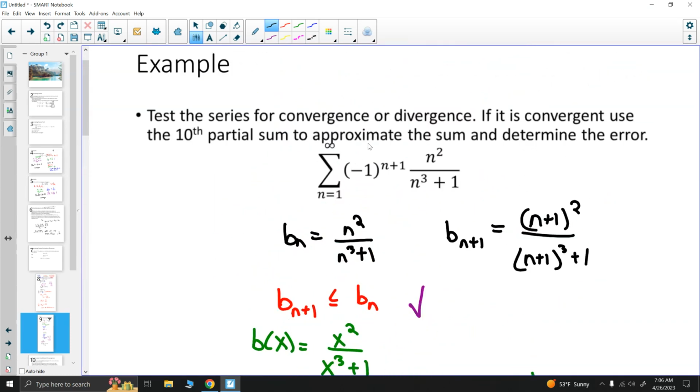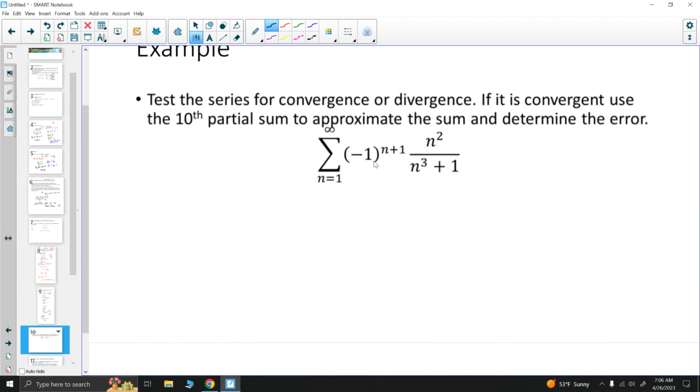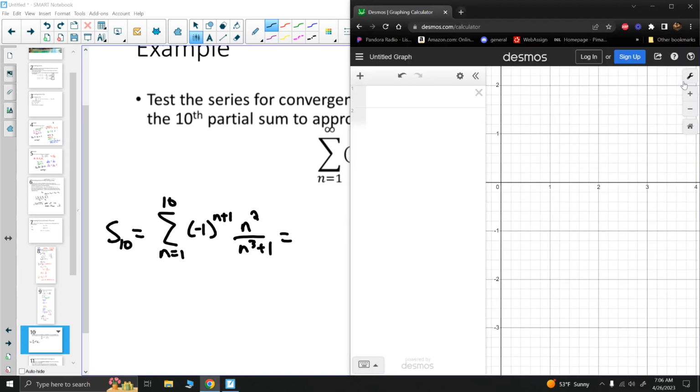Now let's approximate this sum. I'm just going to take it to another page now, since that one was getting long. Okay, so we know it converges. Now we're going to use the 10th partial sum. So s sub 10 is equal to the sum n equals 1 to 10 of negative 1 to the n plus 1 times n squared over n cubed plus 1. And we'll go ahead and see what that is.